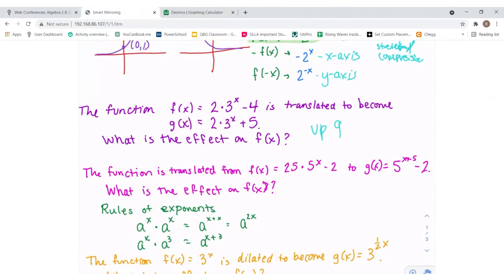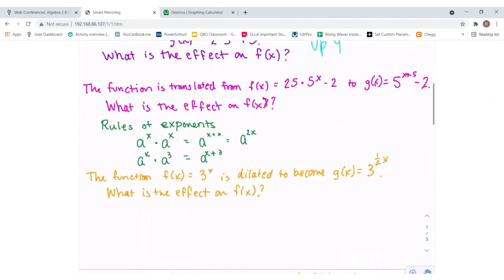And then we have these two to compare. What is the difference? How was it translated from 25 times 5 to the x subtract 2 to 5 to the x plus 5 subtract 2? For doing that one, you have to remember rules of exponents that I think are kind of weird. And I like them. I call them trippy math because they don't follow what you would think would happen.